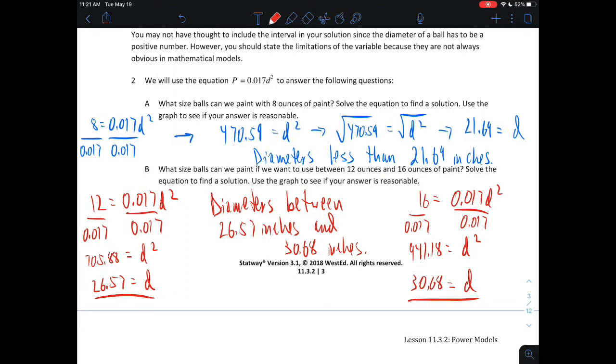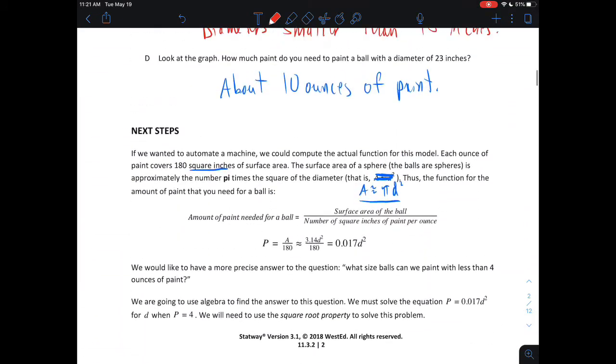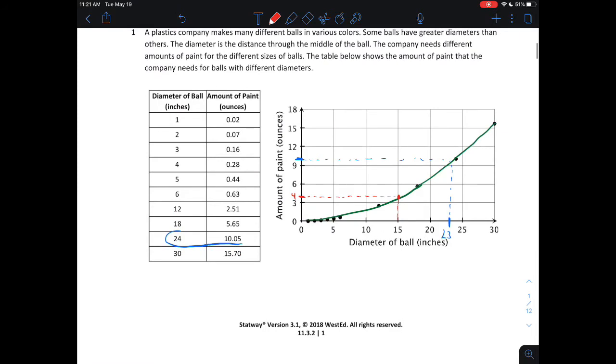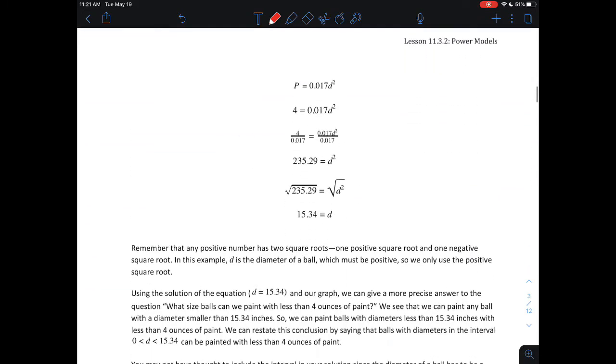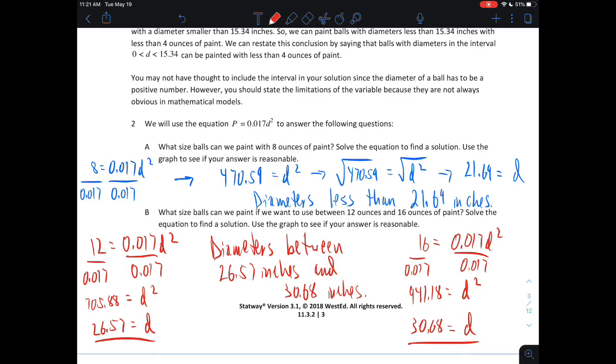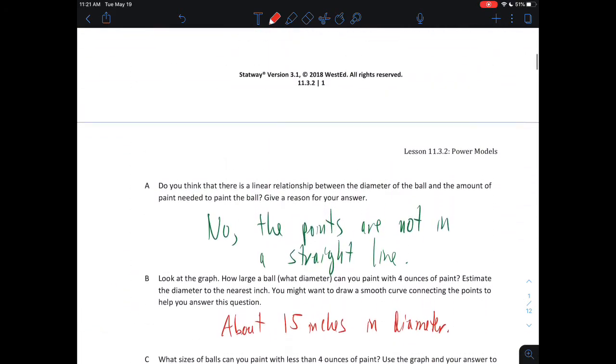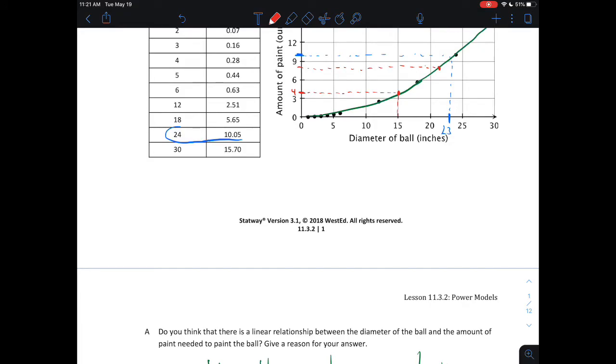Now, before we go on, let's check both of the answers in part A and B to see if we've got some reasonable answers. So first of all, with part A, we said we would like to use 8 ounces of paint. So let's go up to our graph. 8 ounces of paint, somewhere between 6 and 9. Looks like it's somewhere in the 20s. And what was the answer that we got? 21.69 inches or less. That seems reasonable. We said that we should get something in the 20s from that.